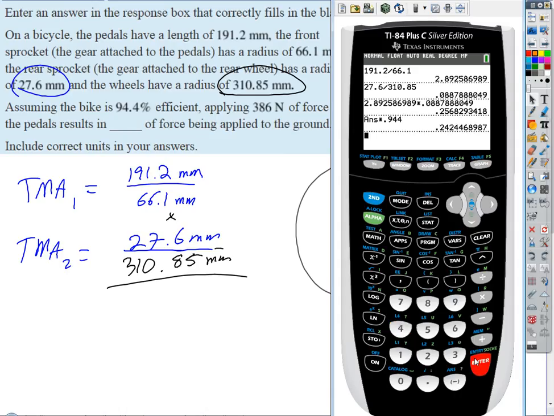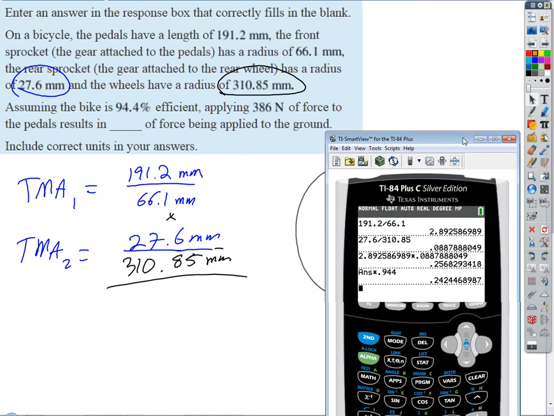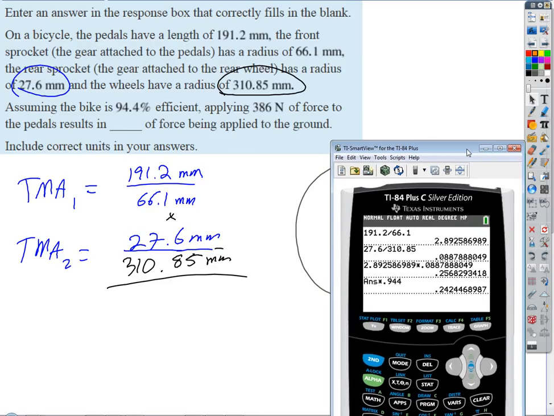And so that's our actual mechanical advantage, less than 1/4. Don't you have to times it by your newton? Okay, so now here's the deal. If the actual mechanical advantage is only 0.2424, that's what we're multiplying the force by, right? So if I want to know how much force is actually being applied to the ground when I push on the pedals with 386 newtons, Libby, what do you think I'm going to do?